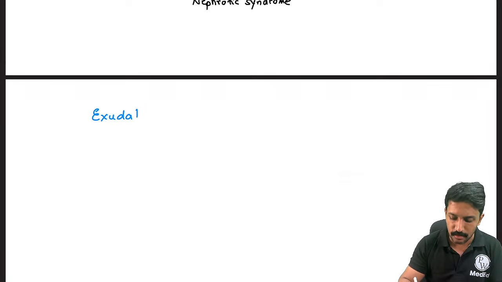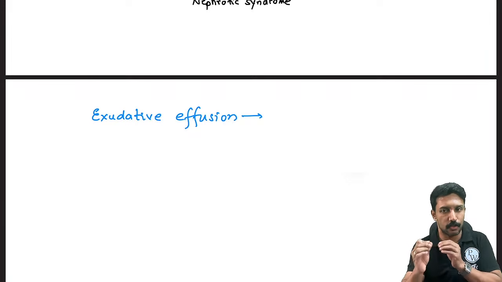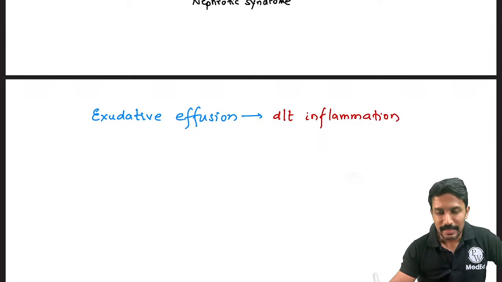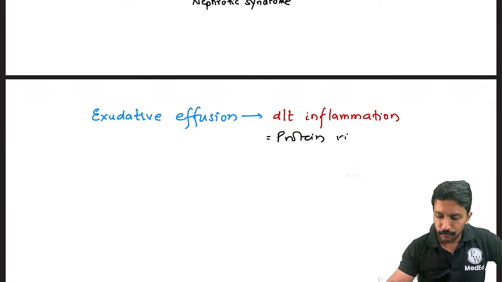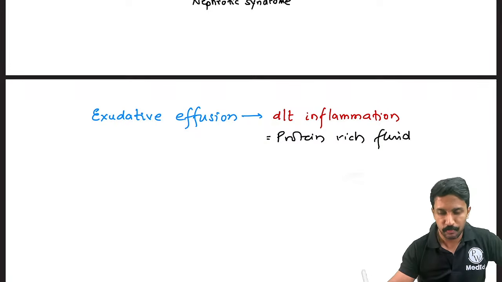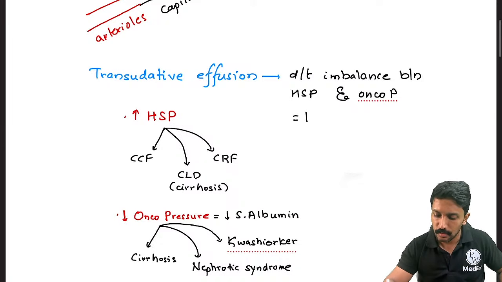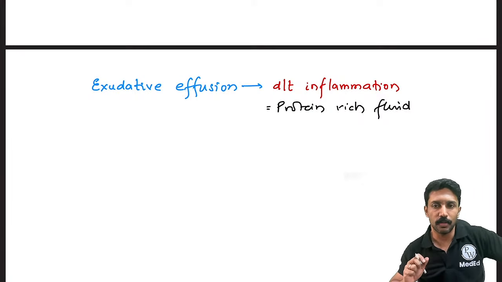So one set of causes are transudative, the other set is exudative effusions. In exudative effusion, it is not because of an imbalance between hydrostatic and oncotic pressure. It is usually due to inflammation. Exudative effusion is protein rich fluid which is effusing into the pleural space. In transudative, low protein fluid is going into the pleural space. But in exudative, protein rich fluid is going into the pleural space.